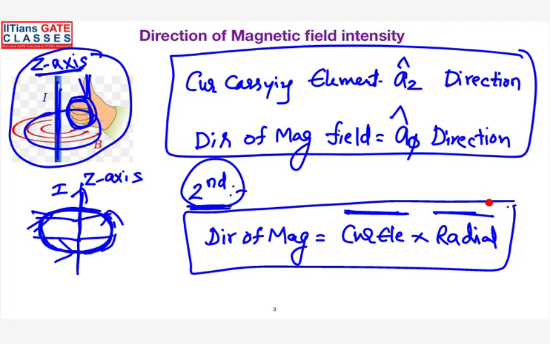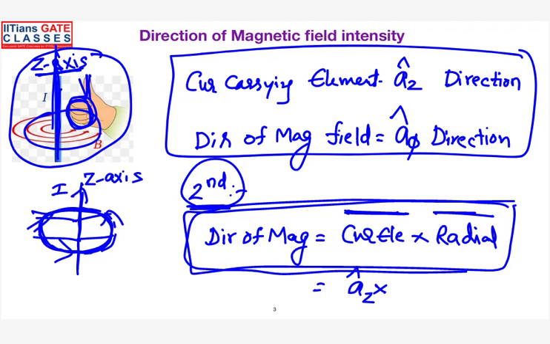Try to apply the same shortcut in this same example. If the wire is located along the axis, what is the current element direction here? This is located along the Z axis. And what do we mean by radial direction? For the Z axis, which movement represents moving radially away from the Z axis? When you are moving away from the Z axis, which component is going to vary?